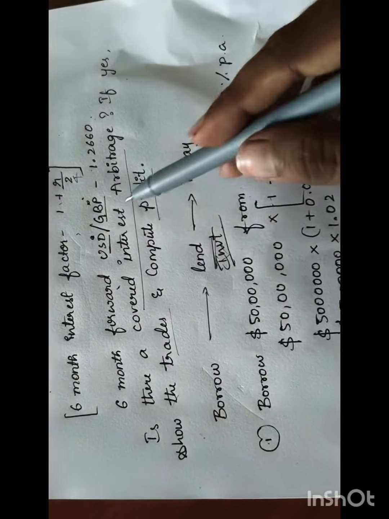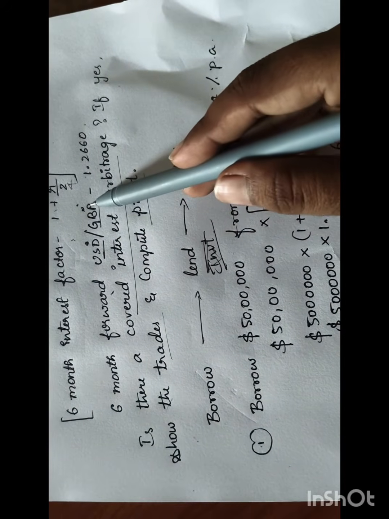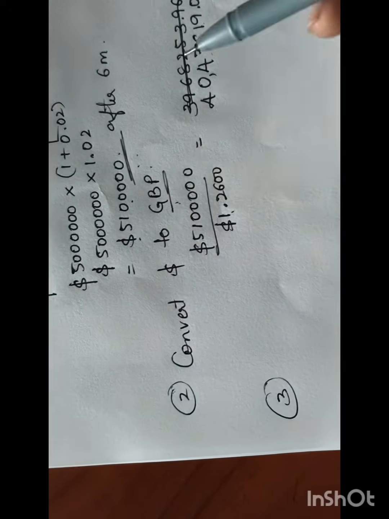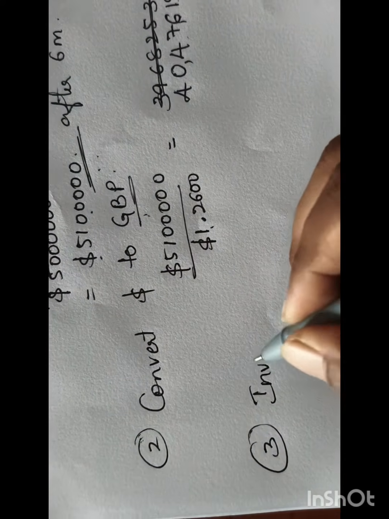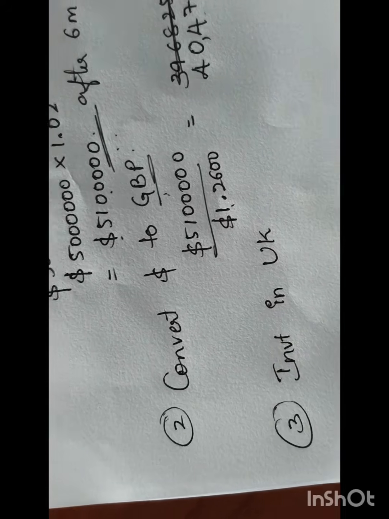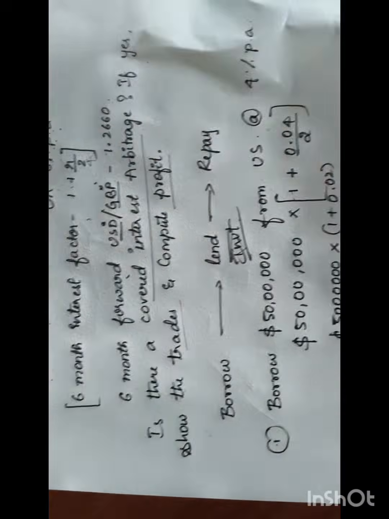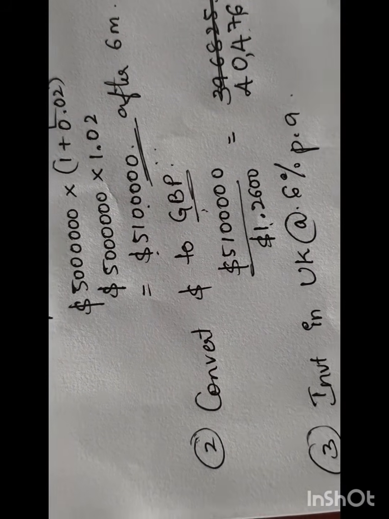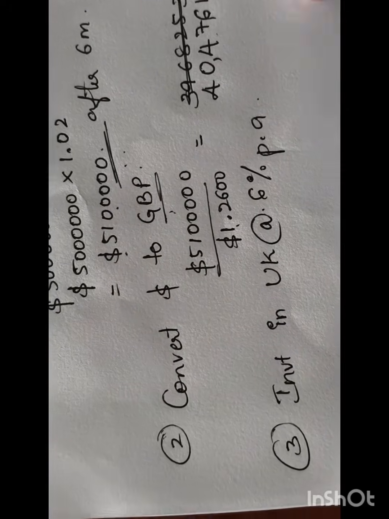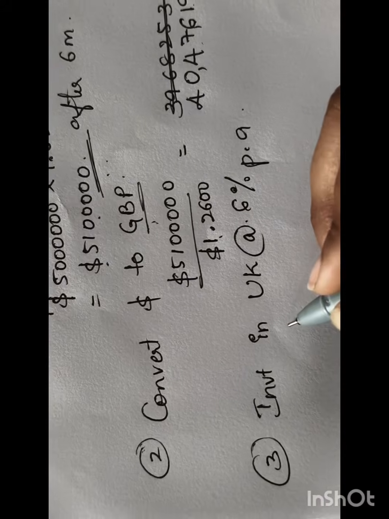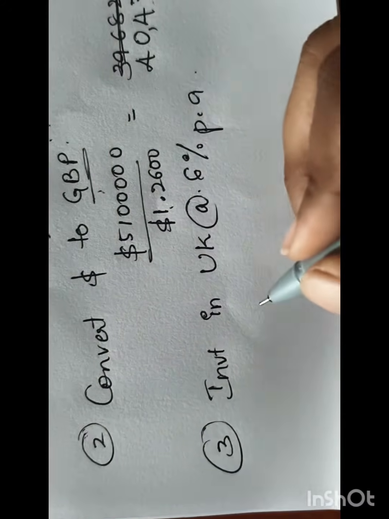I borrowed from US and I am investing in GBP. For investing I should have converted. So I have converted. Now I am going to invest in UK, that is GBP. In UK, what is the interest rate here? 6%. At 6% per annum. So now I calculate what I am going to get at the maturity, when I invest in GBP.